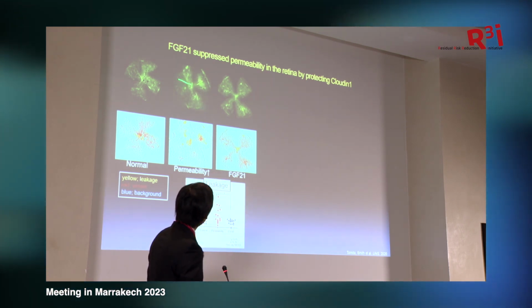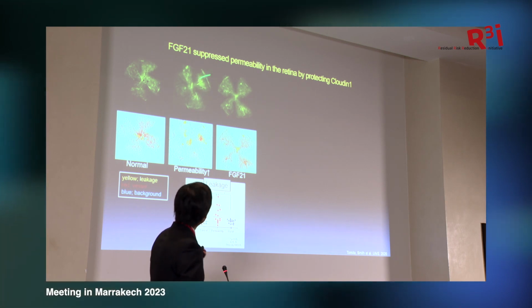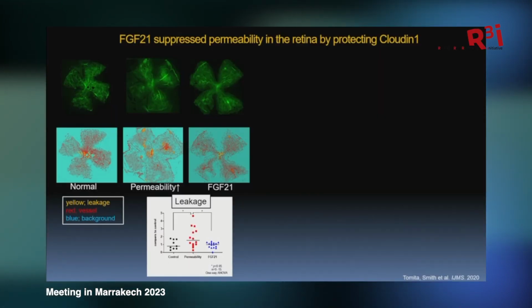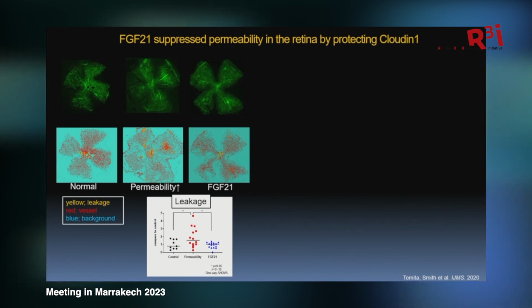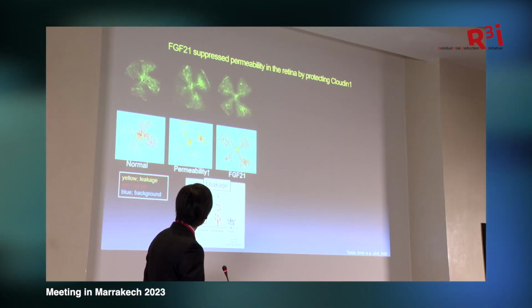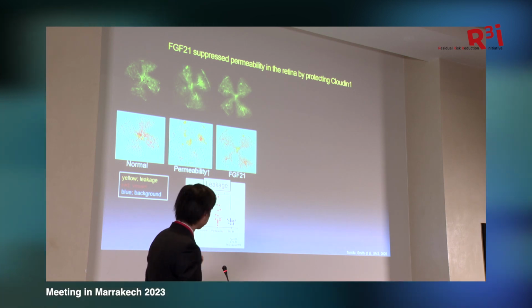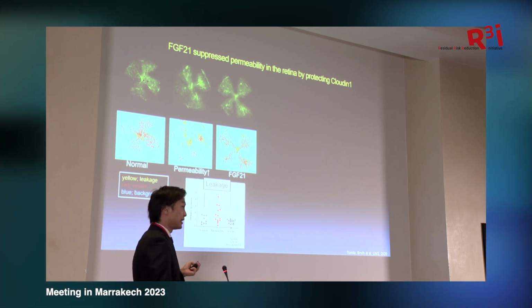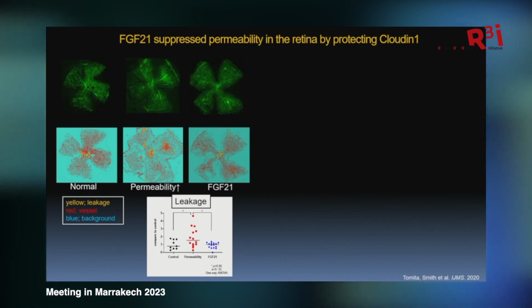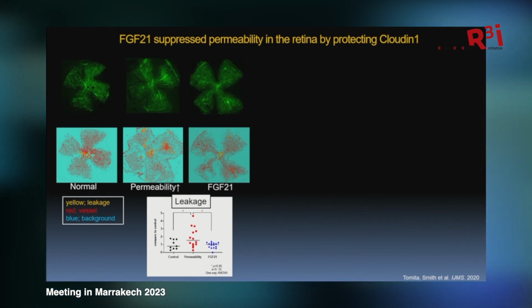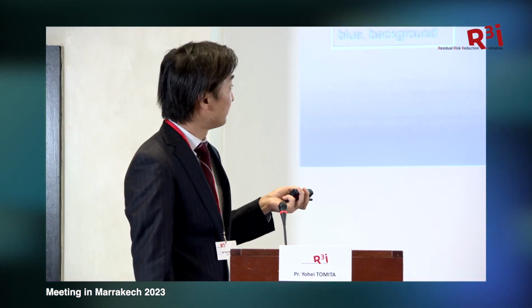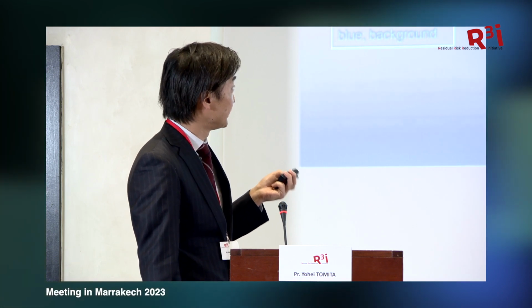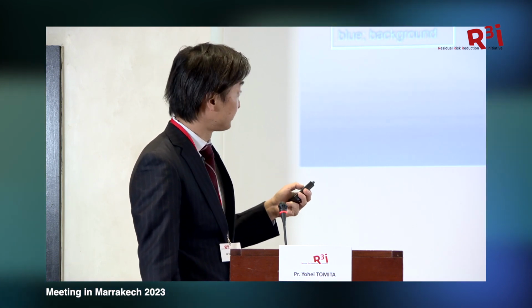This figure is a whole-mounted retina after injecting VEGF. And this color-coded map, made by machine learning, shows yellow as vascular leakage, red as vessels, and blue as background. And we found that injecting VEGF into the vitreous makes a much higher leakage than control. And FGF21 treatment decreased the leakage compared to the control.